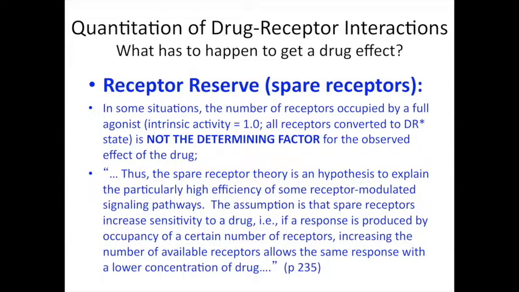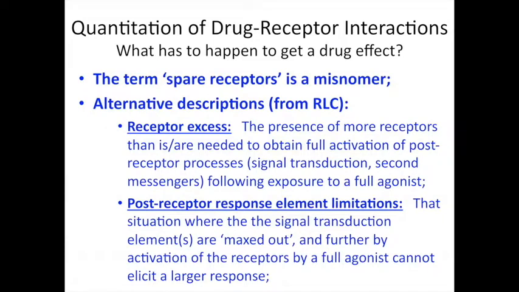Let's see, I think we had just walked through this situation. Sometimes the number of receptors occupied doesn't determine the maximal effect. Sometimes there are additional receptors, and when you have a partial agonist in the presence of these so-called spare receptors, you can get a bigger effect of the partial agonist. Again, I wouldn't call it a spare receptor, you might call it receptor excess, because it's more receptors than is needed for a full agonist. Question?